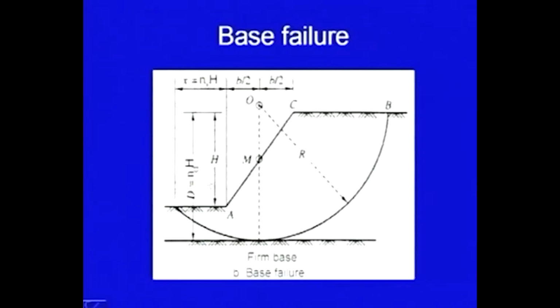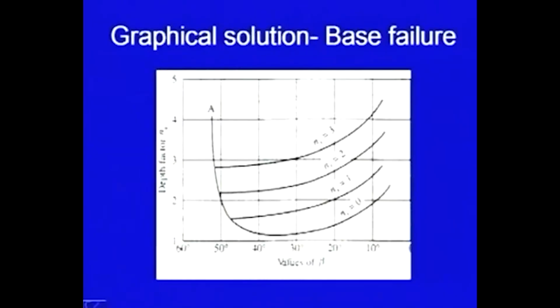So, Nd is a parameter. Another parameter in this graphical solution is Nx. So, x is Nx into H. This gives you the point where this circular surface intersects the ground. The distance of this point from the toe is Nx into H. So, these are the parameters Nx and Nd, and the graphical solutions are available for any value of beta.